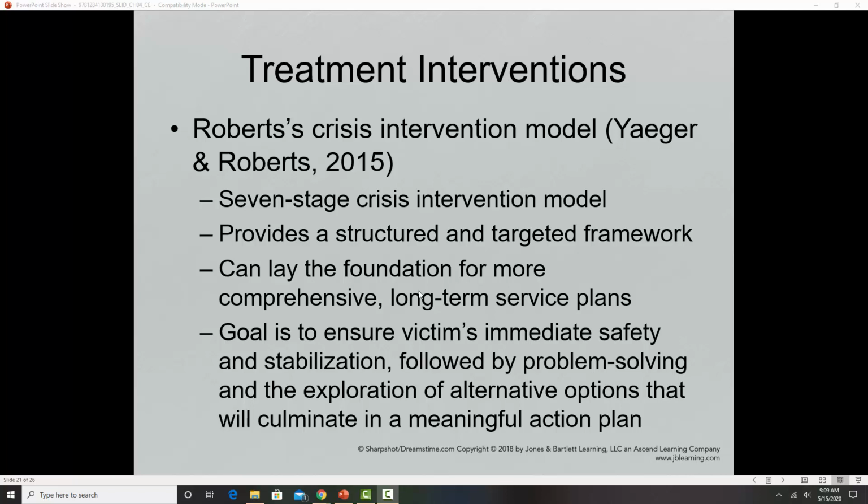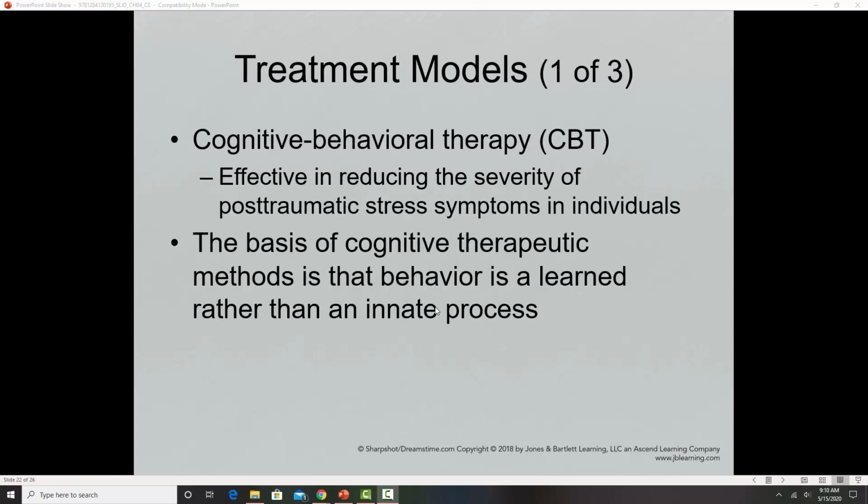And then make sure that you are following up, because people can be suffering long term from victimization. So you want to make sure that you are having long-term treatment. Now, some of the different approaches in terms of therapy, and again, this would be psychologist or psychiatrist.